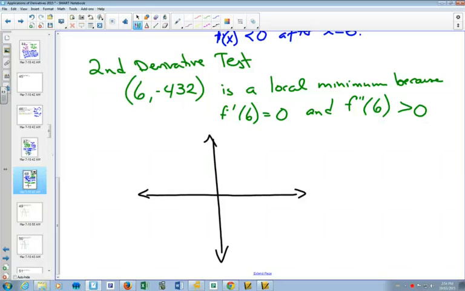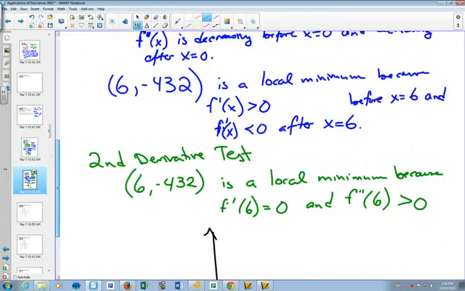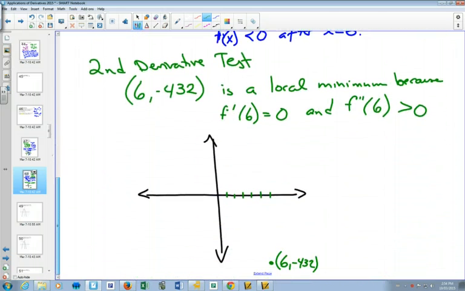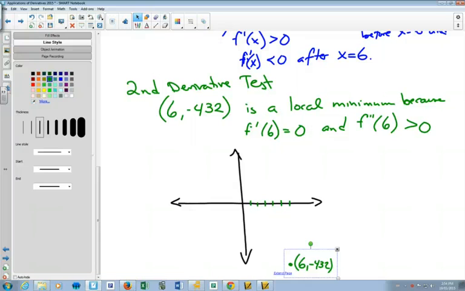So now when we go to graph this one, the biggest number I have is (6, negative 432). So I'm going to go 1, 2, 3, 4, 5, 6. Negative 432 looks like it's right there. And that will set my scale for everything else. So now my next biggest point was an inflection point at (4, negative 256).